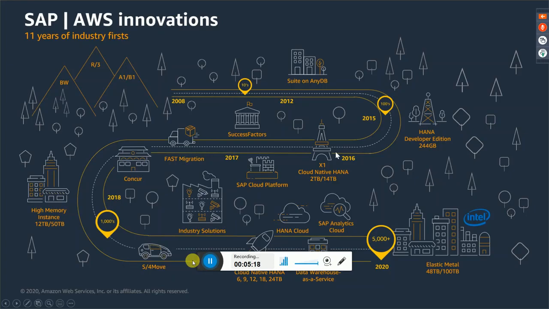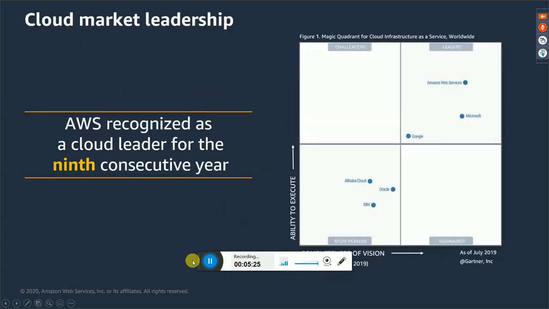Another reason, for the 9th consecutive year, in Gartner's Magic Quadrant report for cloud infrastructure as a service worldwide, AWS continues to be a leader for both vision and execution on that vision. So when you start looking at where we go with that, specifically from the SAP perspective, AWS continues to be the leader for infrastructure hosting for SAP when you look at the ISG report here.